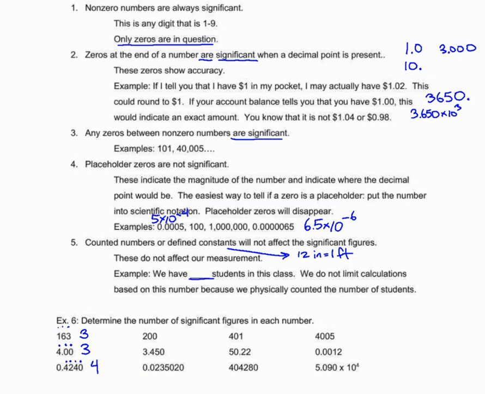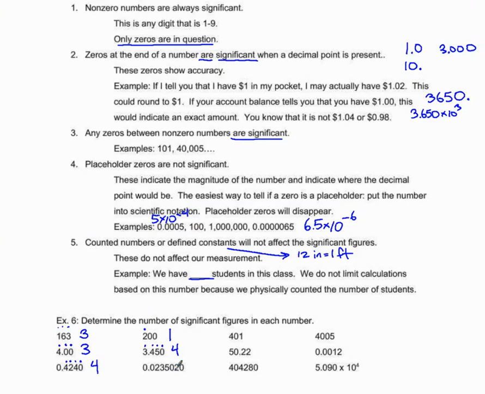The number 200, the 2 is significant, the non-zero. There are 2 zeros at the end of a number and there is no decimal point, so these are not significant. These are placeholders. There's 1 significant figure here. 3.450, non-zero, non-zero, non-zero. A 0 at the end of a number with a decimal, that applies to rule number 2. That one's significant. 4.